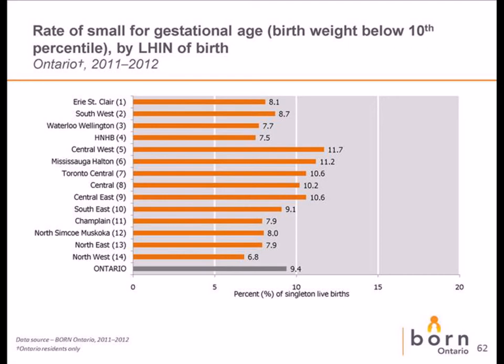This is the rate of small for gestational age babies. Birth weight below the 10th centile by LHIN. And so, again, you see a little bit of difference across the province, picking out your LHIN.